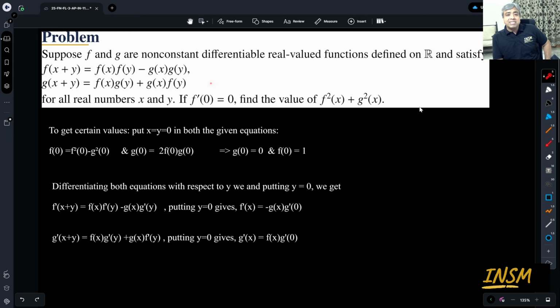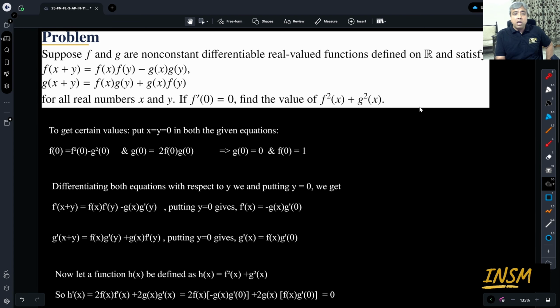Now we differentiate the second equation, and again put y equal to 0 after differentiation. This gives us g dash x plus y equals f x g dash y plus g x f dash y, again by partial differentiation with respect to y. Putting y equal to 0, we get g dash x on the left hand side, and since f dash 0 is 0, the second term becomes 0. This gives us f x g dash 0. So we have got both f dash x and g dash x now.